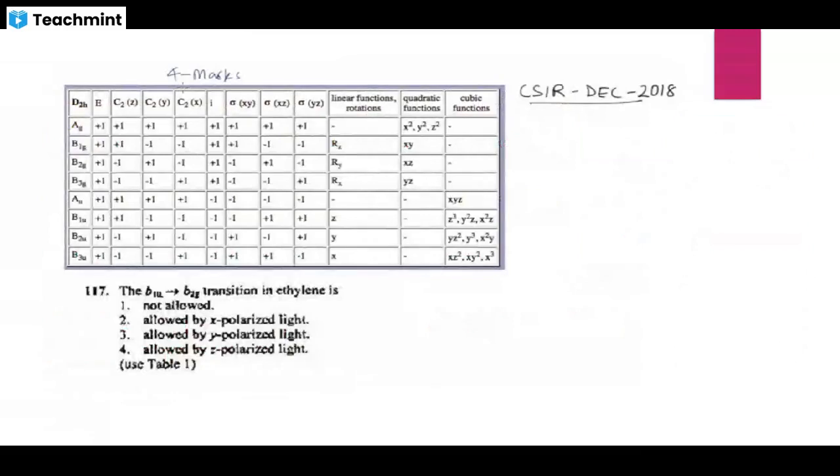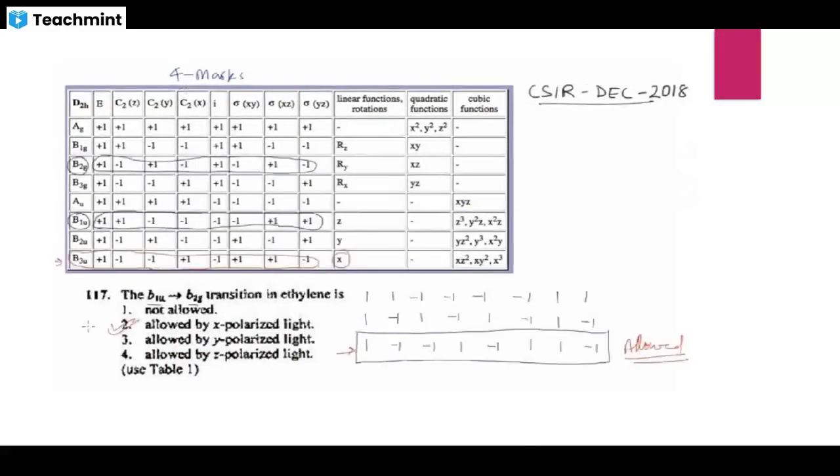Okay, you see this 4 mark question: is the B1u to B2g transition in ethylene allowed or not? Using the problem solving, it is really simple. You understand the concept is very important. You take the B1u characters and write them, and take the B2g characters and write them. Just multiply them. What element do you get? You see, you get B3u. It is x polarized, it is allowed by x polarized light.